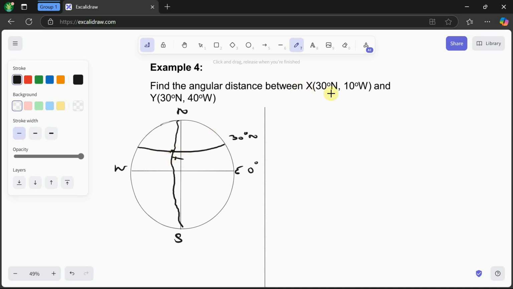And now point Y is 30 degrees north, the same line of latitude, and then 40 degrees west, so it's going to just be outside. I should have labeled this to say this is 10 degrees east, right? So 40 degrees west will still be the same place but just wider.